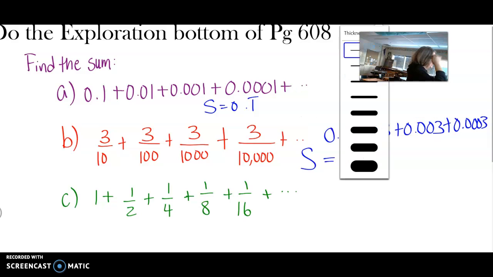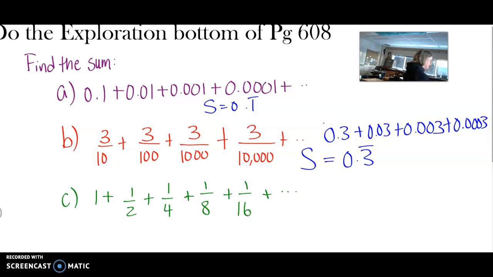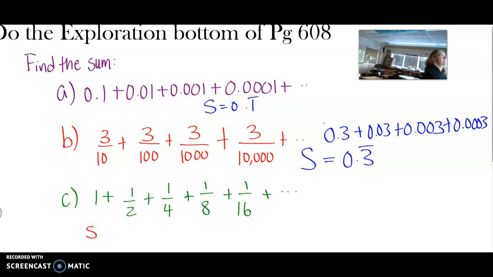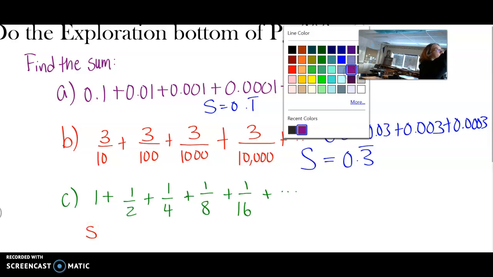All right, so we have 1 plus a half plus a fourth plus 1/8 plus 1/16. If you start to add these terms together, let's find a common denominator. Let's add the first 5 terms. So what I'm going to do is find S of 5. Well, you know what, let's just start with S of 1.